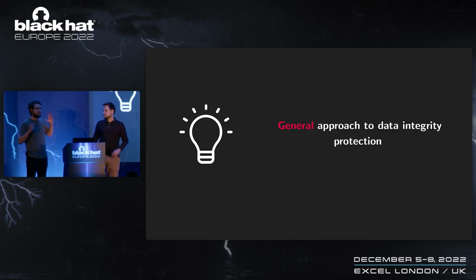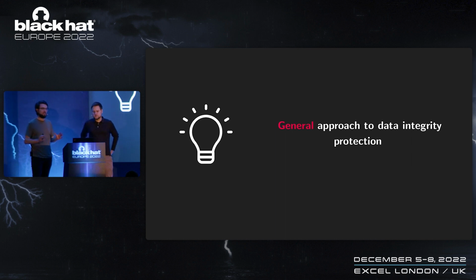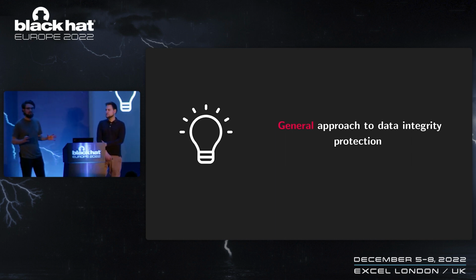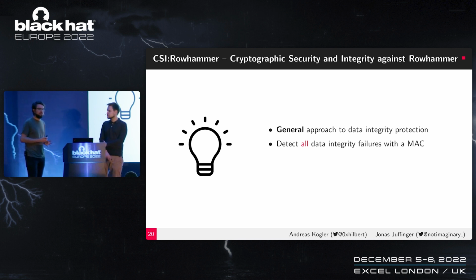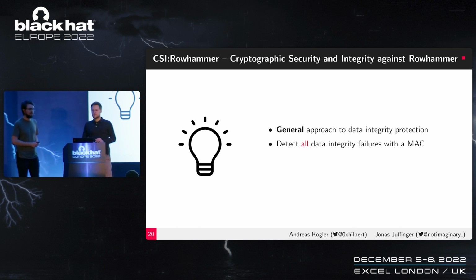We want to have a general approach to data integrity protection, where we don't have any assumptions on how Rowhammer works, what the characteristics of Rowhammer are, where the bit flips even come from. It can also be cosmic rays or whatever. We just protect data integrity. And we do this by using a message authentication code for all the data that we store with the data and compute and compare to detect data integrity failures.